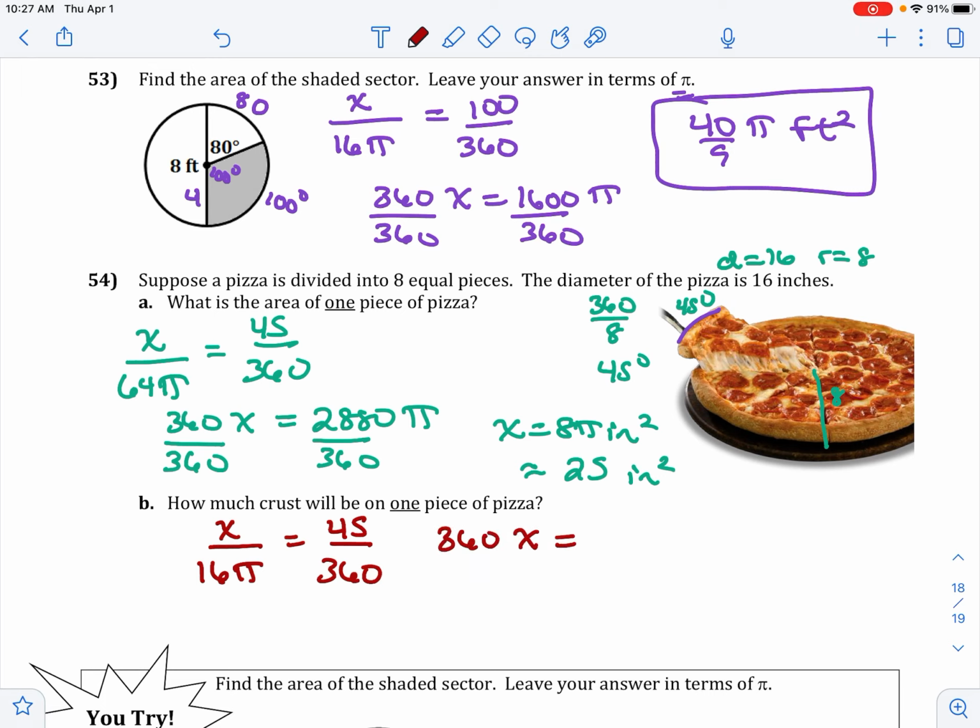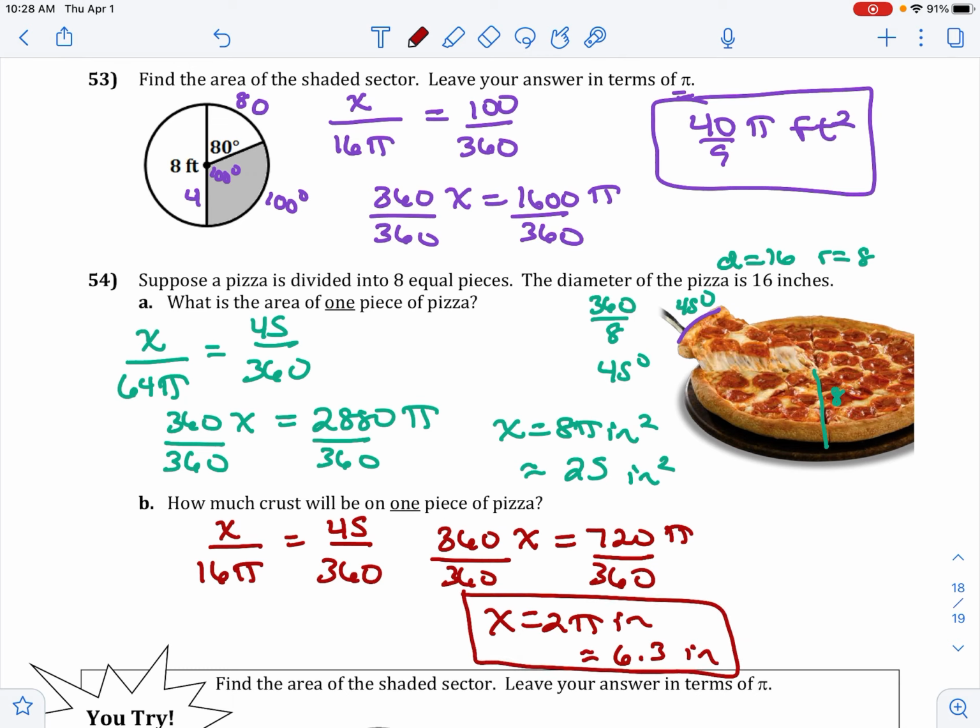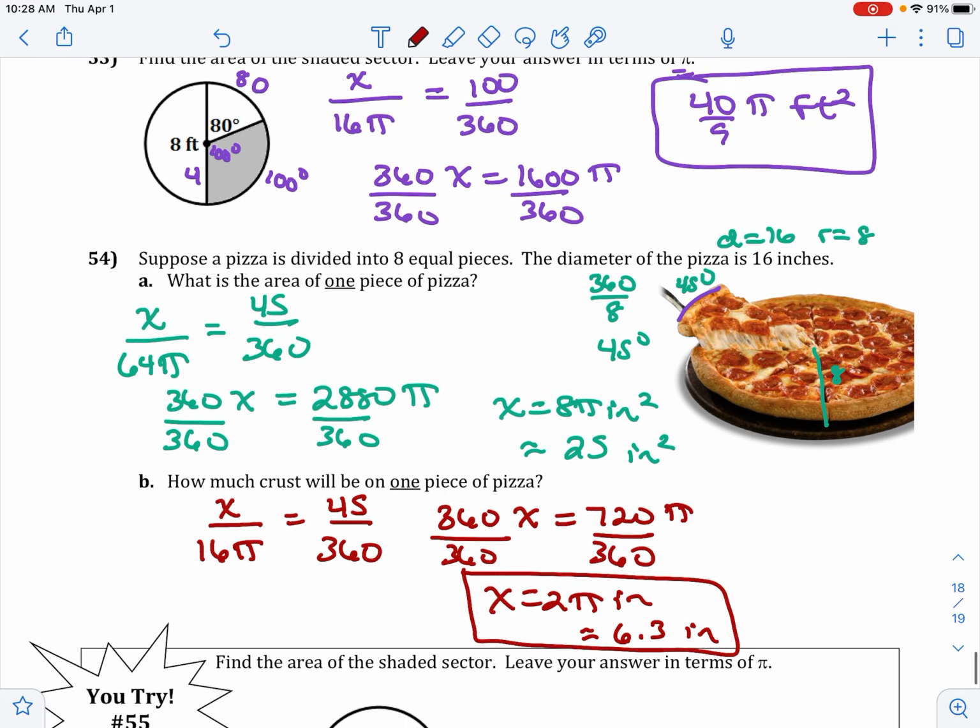So we'll solve 360x equals 45 times 16 this time, which is 720 pi. Divide by 360, and 720 divided by 360 is actually 2. So you get 2 pi inches of crust on each piece, which again, if someone doesn't really know what that is, it's approximately 6.3 inches if you multiply 2 times 3.14 of crust. And again, that's just inches, not inches squared, because that's a linear measurement.